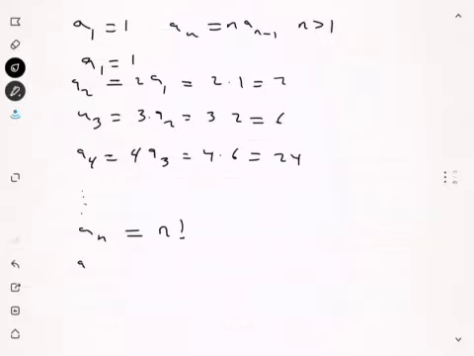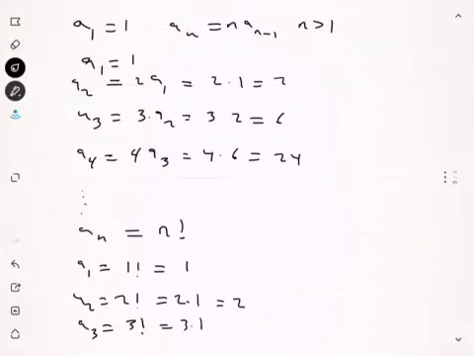Remember, a1 would be 1 factorial, which is 1. A2 would be 2 factorial, which is 2 times 1, which is 2. A3 is 3 factorial, which is 3 times 2 times 1, which is 6, and so on and so forth.